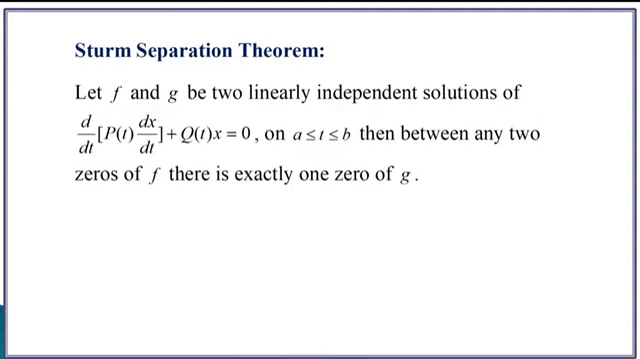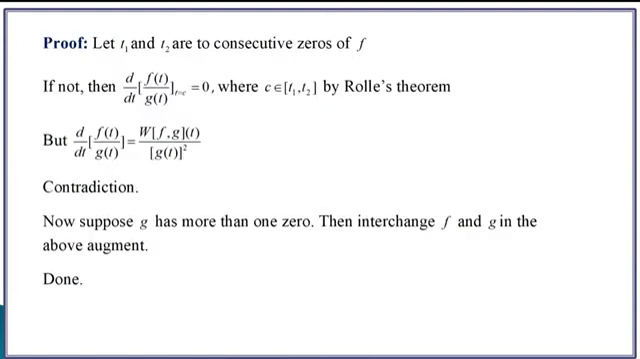You are just giving them a name. So the converse is also true. That means between any two consecutive zeros of g, there is exactly one zero of f. Let's see how we can prove this theorem in the next slide.